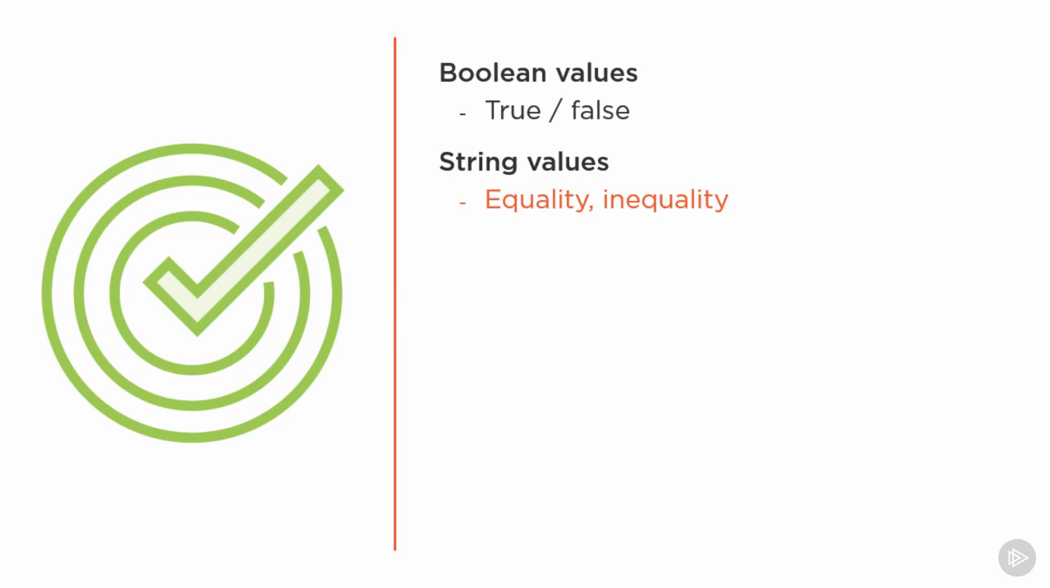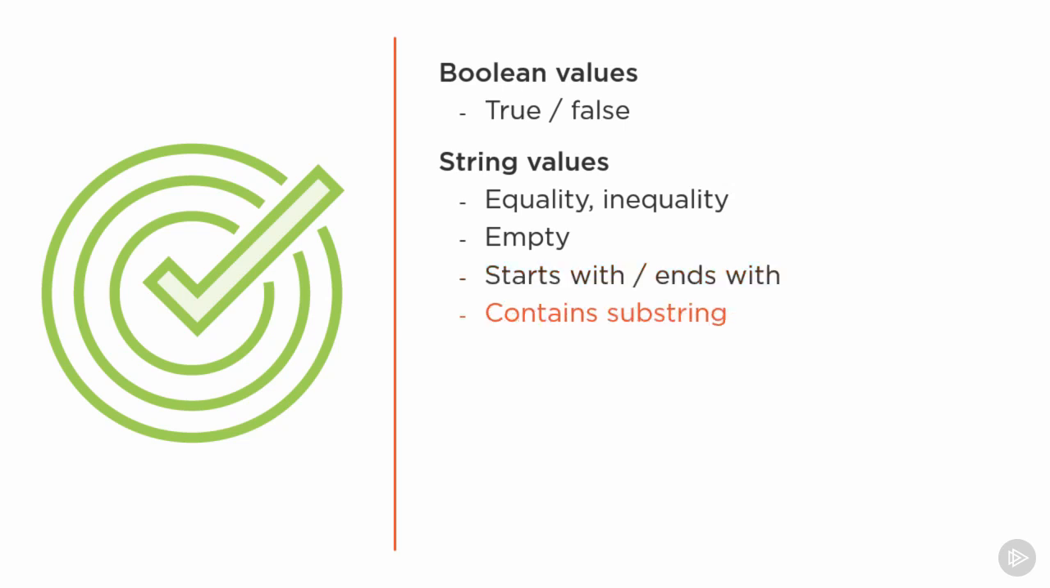xUnit.net provides a wide range of assert functionality for different types of results. For example, we can assert that Boolean results should be true or false. If we're asserting against string values, we can check that the result is equal or not equal to an expected value. We can assert that a string should be empty, and that it should start or end with a specific string. We can also check that the result contains an expected substring. For more complex string asserts, we can also check that the result matches a regular expression.